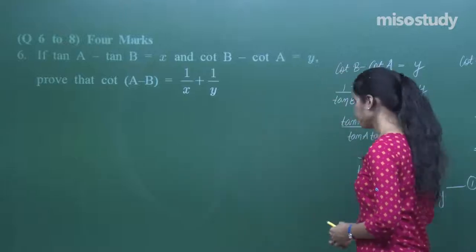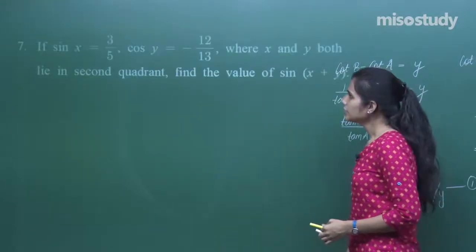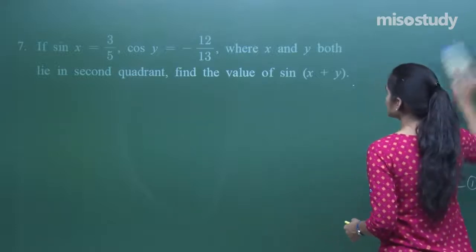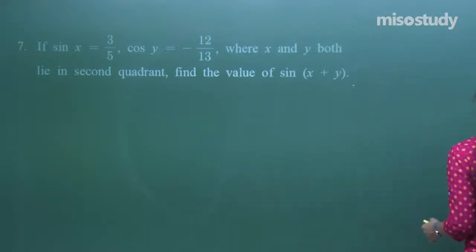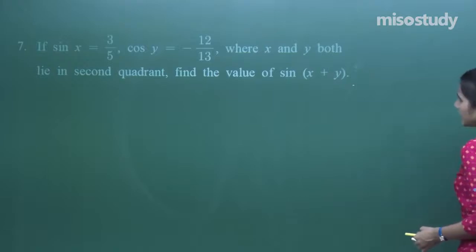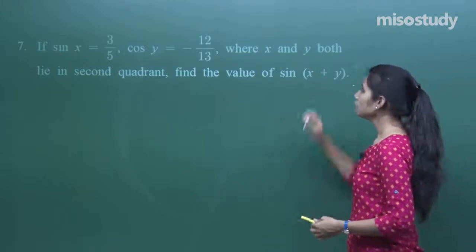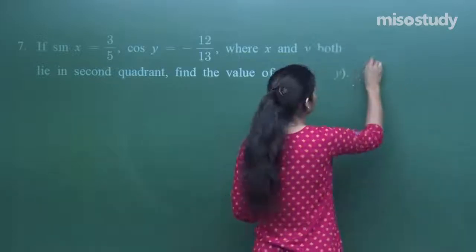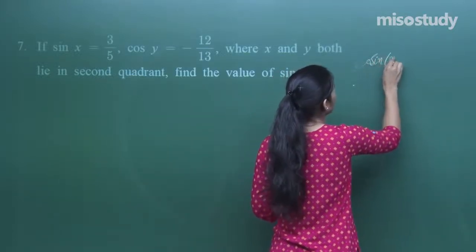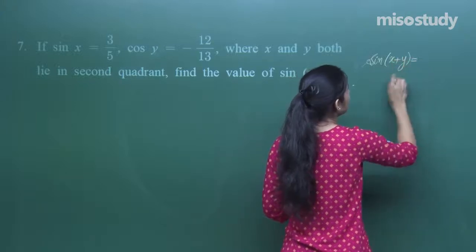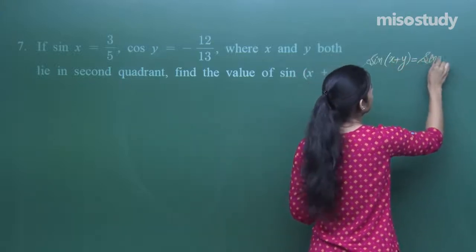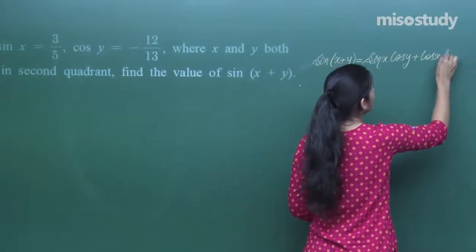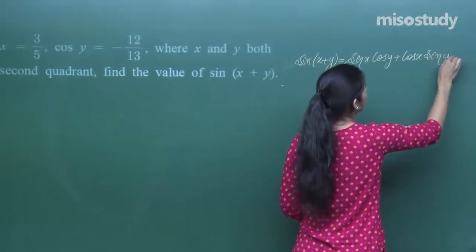Is it clear? Next we have sin x is 3 by 5, cos y is minus 12 by 13. X and y are lying in the second quadrant. Please note this point. Find the value of sin of x plus y. If I focus upon this expression, what is sin of x plus y? Sin of A plus B is sin A cos B plus cos A sin B.